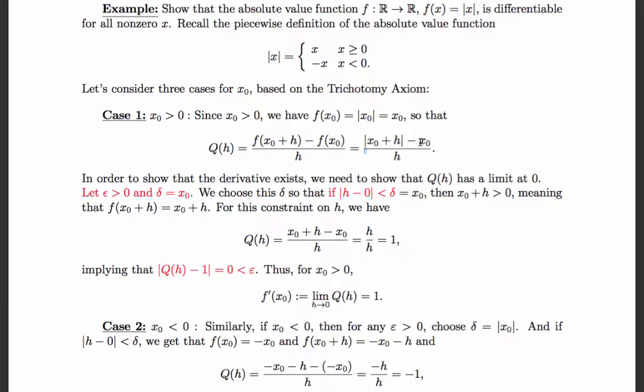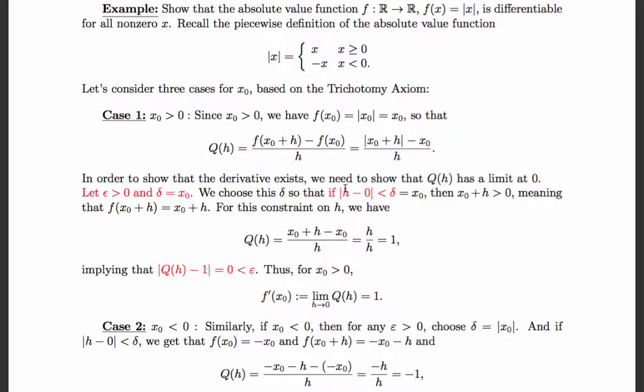All right, we took the absolute value off of here because x naught is positive. But we can't take the absolute value off of here yet because we need to make sure that that's positive. Once you make sure that's positive, then it becomes quite simple. So our goal is to show that q of h has a limit at 0. Let epsilon be positive and let delta equal x naught.